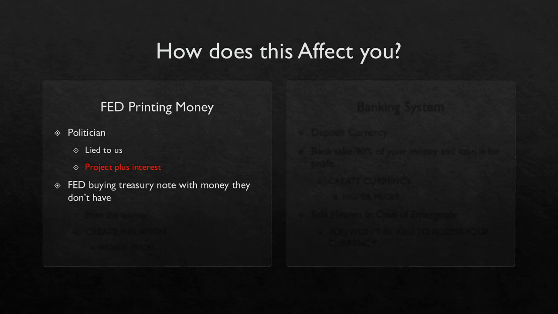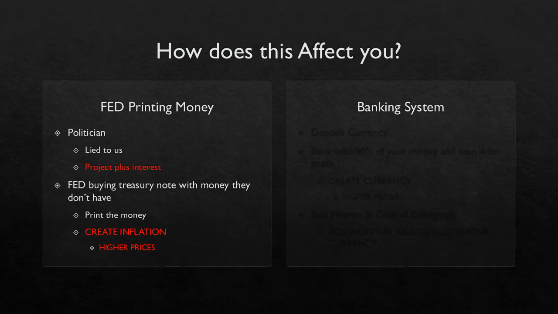The bank is going to buy that treasury note with money they don't have because the bank's just going to write a check for it to print money. And whenever money is printed, that means money just got created. Whenever that happens, it creates inflation, which means prices are going to be higher. So throughout the first system, you ended up paying for a project that you thought was free, and then on top of that, you get inflation, which causes higher prices. That's the Fed system. Now let's go ahead and talk about the bank system, right?